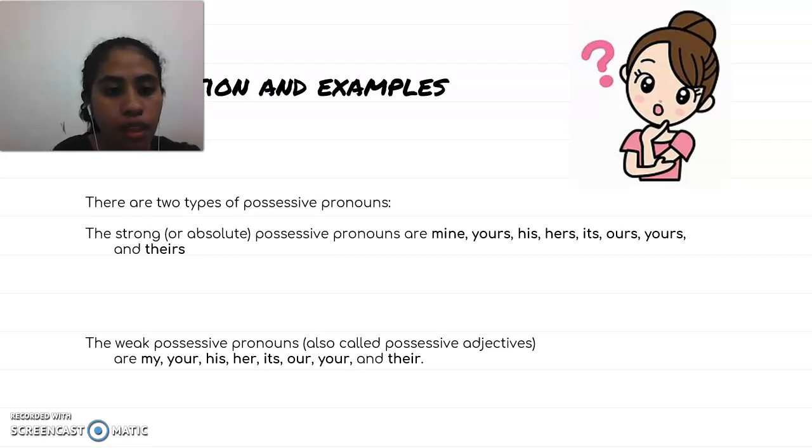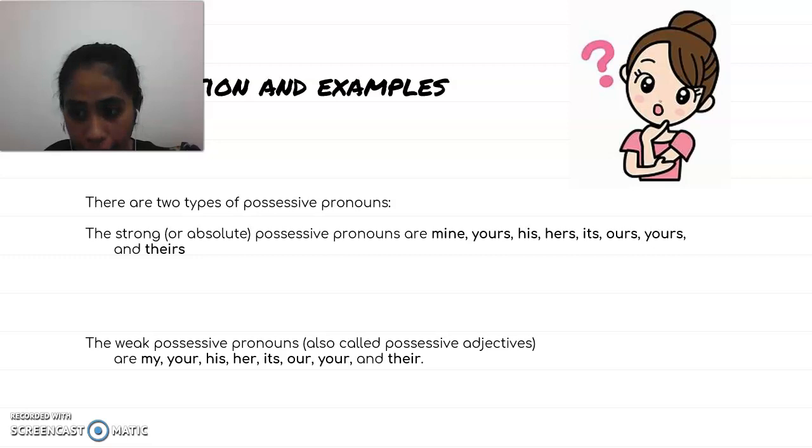replacing it to avoid repetition. The second is the weak possessive pronouns, also called possessive adjectives. There are my, your, his, her, its, our, your, and their. The weak possessive pronouns function as determiners in front of a noun to describe who something belongs to.